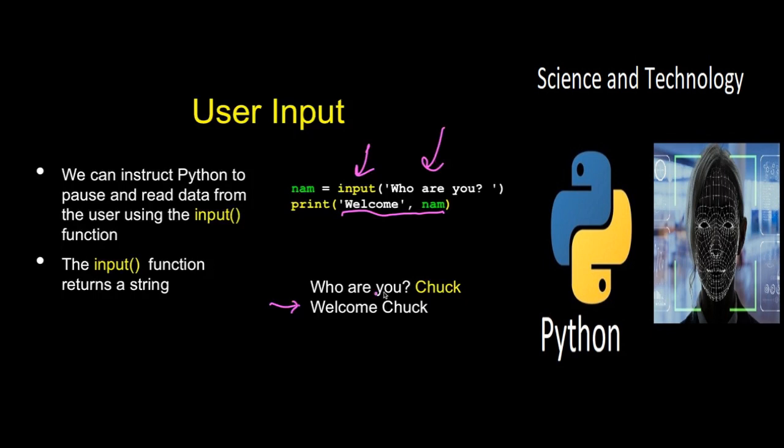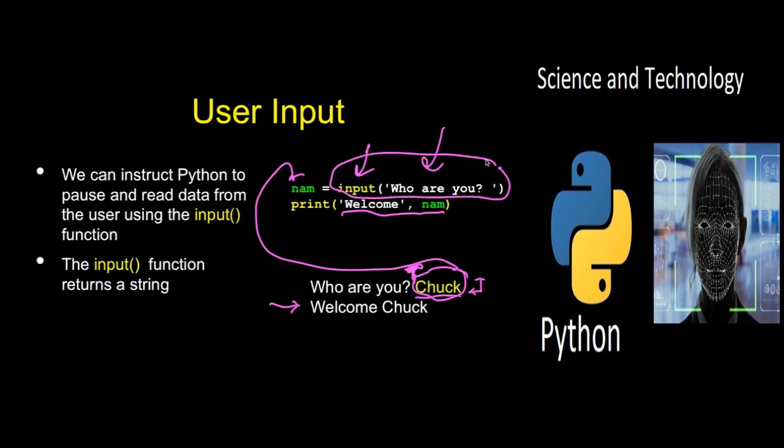So it says, who are you? And then right here it just sits, waiting for us to type something. So we type Chuck, and then hit the enter key. We hit the enter key, and then this text ends up in this variable. So this is an assignment statement: Chuck, the result of the input call, gets copied into the NAM variable.